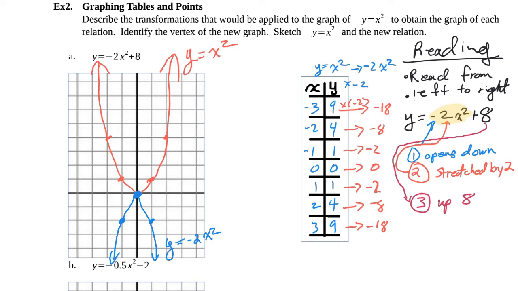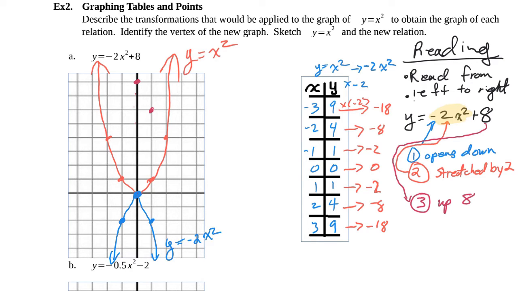So our final graph is going to be pushed up by 8. So we literally take this final graph here and move all the points up 8 points. So I'm going to move the vertex up 8 points: 1, 2, 3, 4, 5, 6, 7, 8. So there's our vertex. And I move up all the other points that I see.